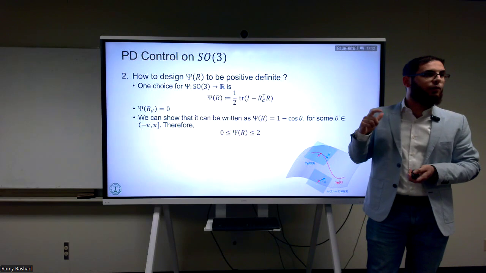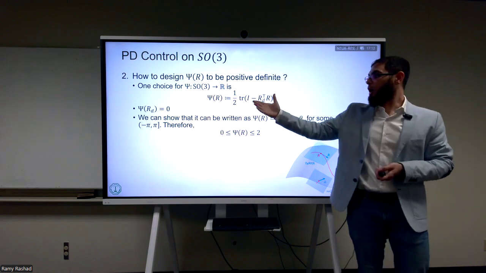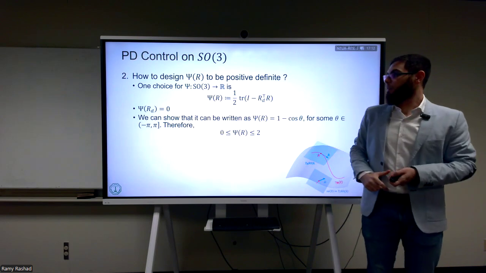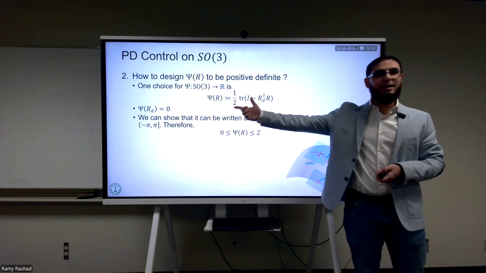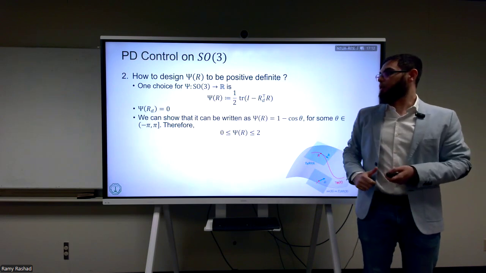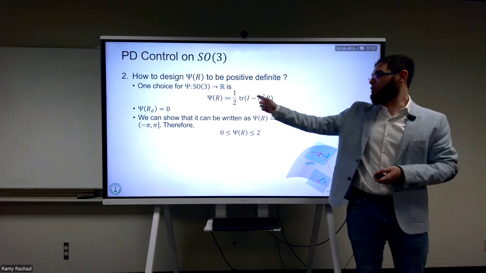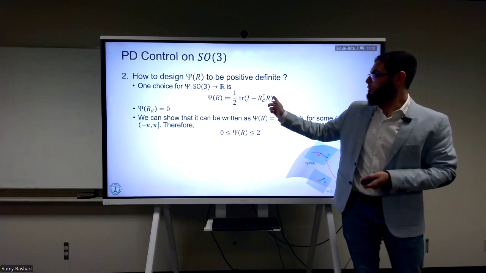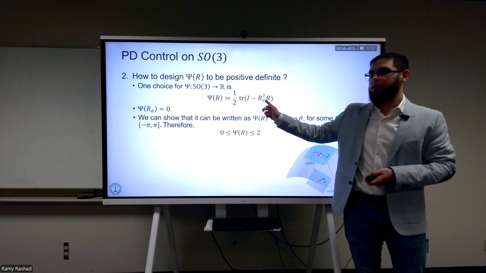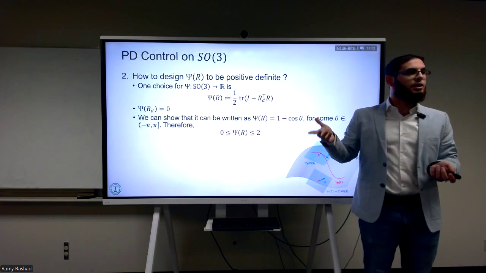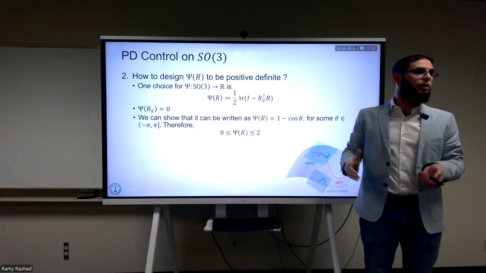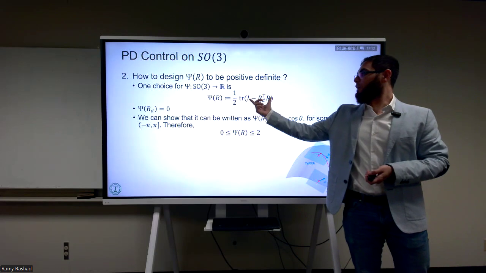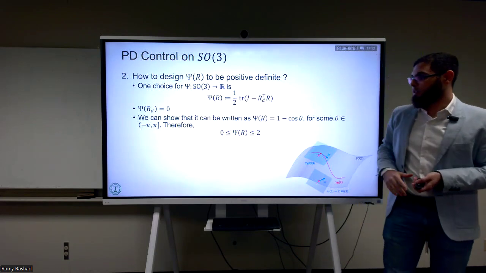The choice that we had for the potential function is given by half the trace of the identity minus R_D transpose R. And we've shown last time that it has a minimum at R equal to R_D. So it's easy to see here that when R is equal to R_D, then R_D transpose multiplied by R_D is equal to the identity, because it lives in SO(3). And then the trace of the identity minus identity is 0. This is straightforward.